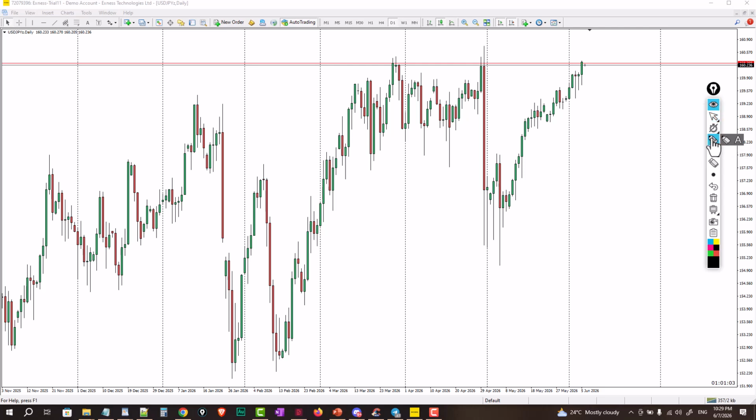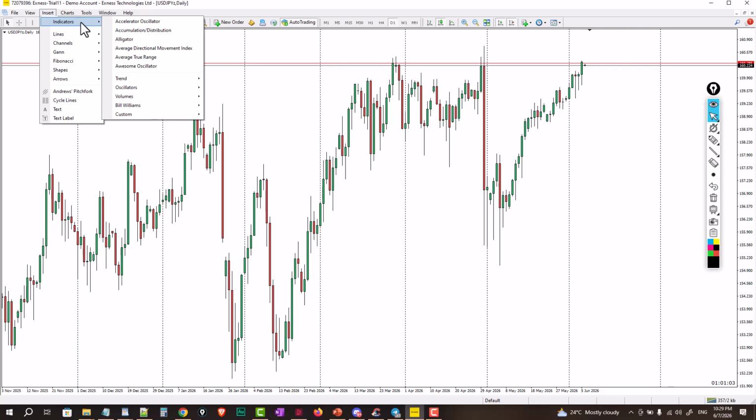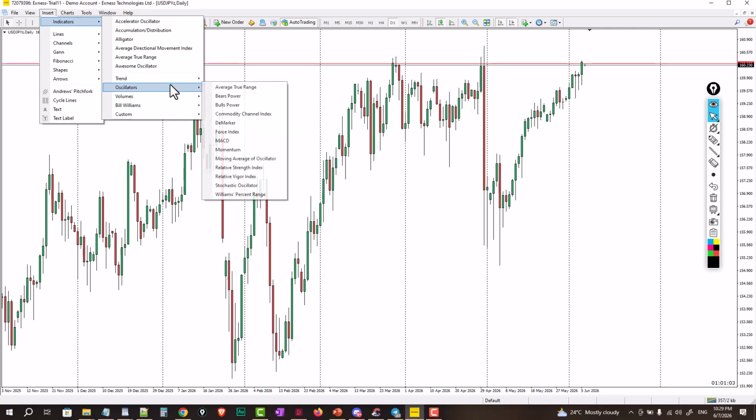Before we reach that stage, technical indicators are grouped in categories. In MetaTrader, when I click on the Insert tab on the navigation menu and hover my mouse cursor over indicators, you notice that the technical indicators have been grouped under categories. We have a category for trend indicators, and then we have a category for oscillators.